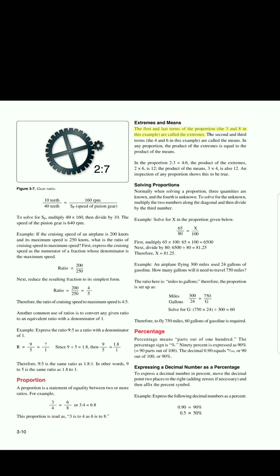The first and last terms of the proportion, the 3 and 8 in this example, are called the extremes. The second and third terms, the 4 and 6 in this example, are called the means. In any proportion, the product of the extremes is equal to the product of the means.